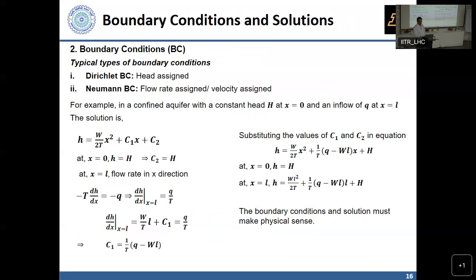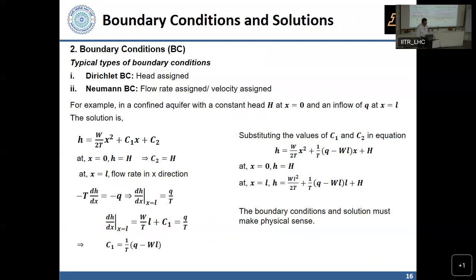So we substitute the values of C1 and C2, and then we would get an expression for H. We would determine how H is varying with X, and we would make sure that it is satisfying the boundary conditions. That's the general strategy for simple cases. This is the method that we use for finding analytical solutions.